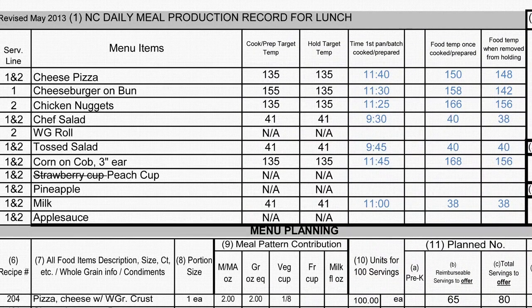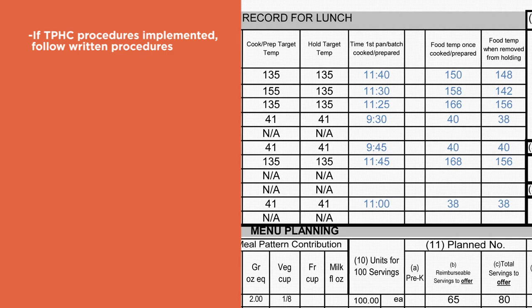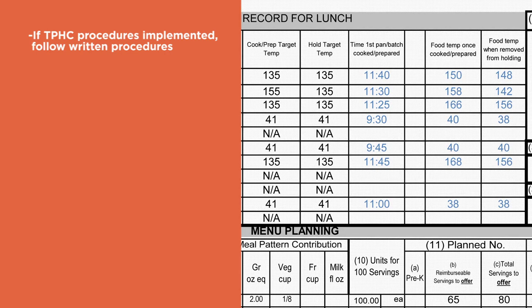If time as a public health control, or TPHC, procedures are being implemented as a food safety control, follow the written procedure for documenting time when removed from holding and discard times. Foods subject to TPHC must be discarded by the end of the time specified in the written TPHC procedure. File copies of all approved TPHC procedures in the HACCP plan in Section 1-1, Menus and Recipes.